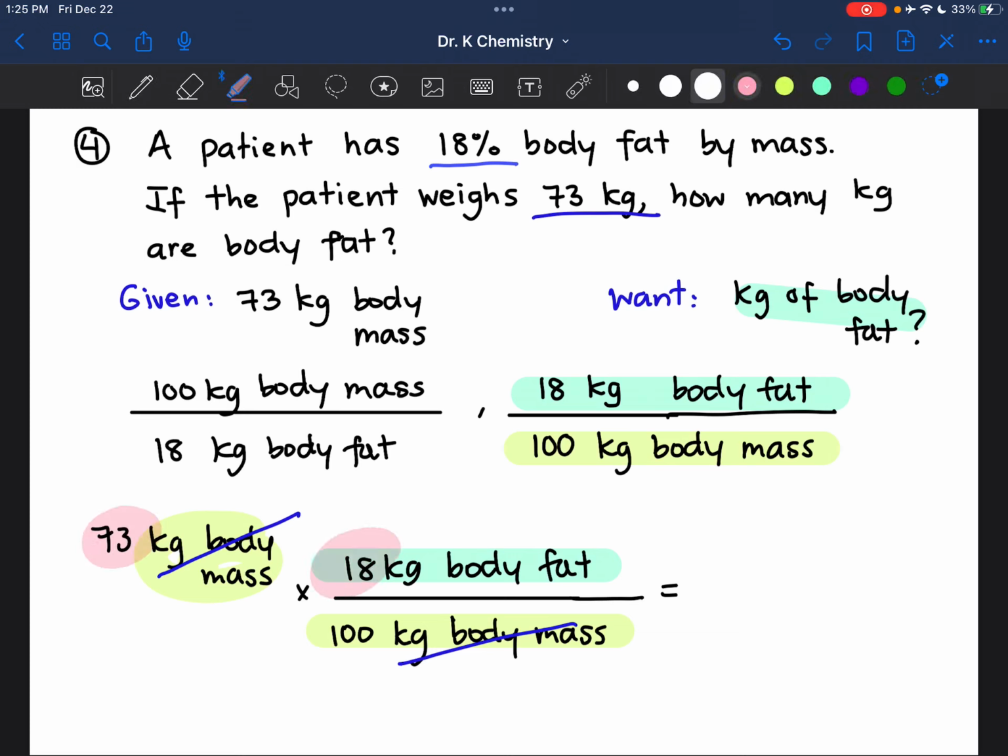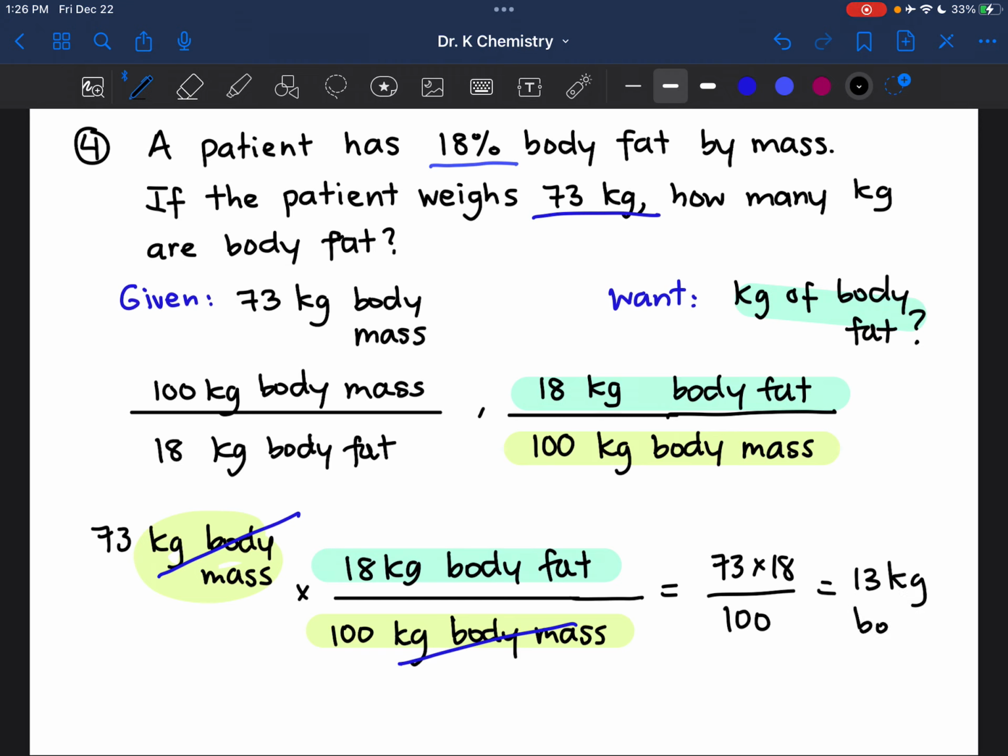So what we're doing is multiplying 73 by 18 and dividing by 100. And that will get us the final value. And the unit that we're going to be left in is kilograms of body fat. Okay, so we're getting 13 kilograms of body fat. So out of those 73 kilograms of body mass, only 13 are actually body fat.